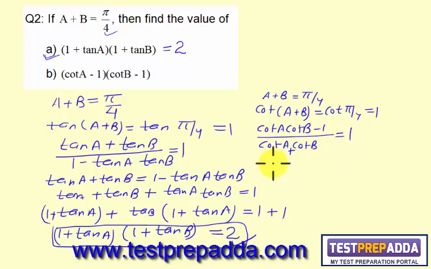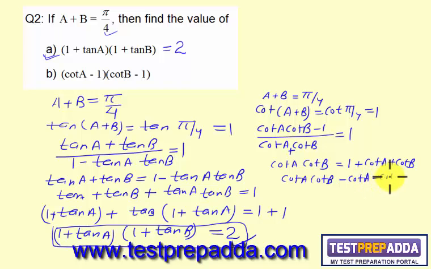Okay, now I can write this as cot A cot B is equal to 1 plus cot A plus cot B. Now cot A cot B minus cot A minus cot B is equal to 1. I'll take here cot A common, it will become cot A, inside the bracket I'll write cot B minus 1, minus cot B.